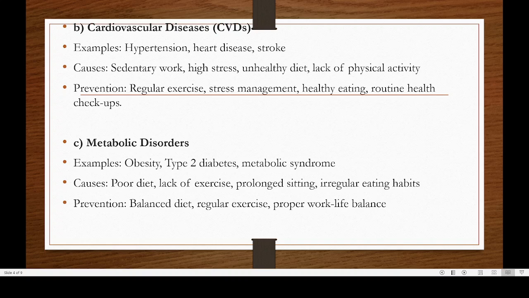Then second is cardiovascular diseases. In the case of cardiovascular diseases, you have seen that hypertension, heart disease, and stroke are the three main cardiovascular diseases. And most of the time, these are caused by a sedentary, sitting type of job, and high stress. This is an important thing, especially because modern lifestyles are tuned in such a way that people have too much tension. And there is no such thing in private or corporate companies as work-life balance. If you work 20 hours a day, they are very happy. That is the way most corporate companies are set up.